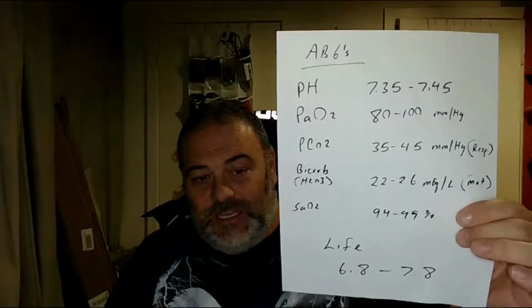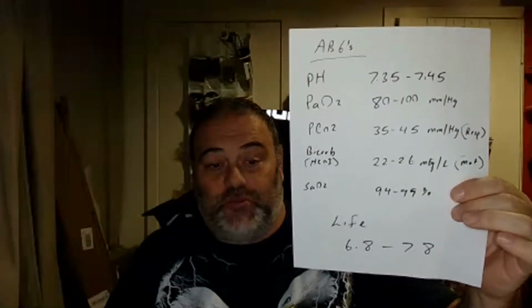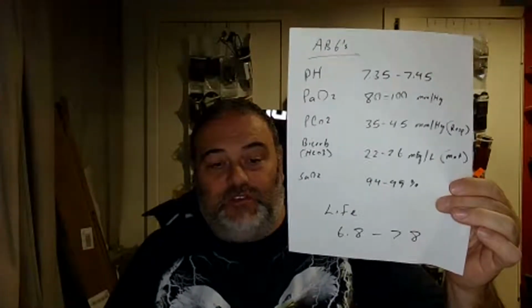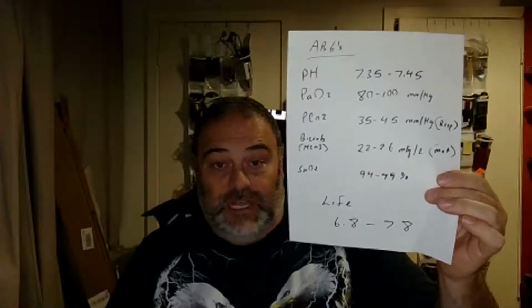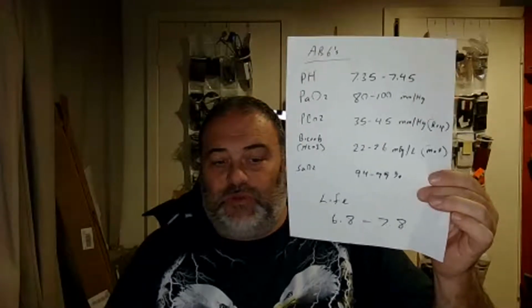So let's go over some things, make some notes here for some ABGs. pH, normal range for pH. Your PaO2, your partial pressure of oxygen, is going to be between 80 and 100 millimeters of mercury. Your PCO2, your partial pressure of carbon dioxide, we're going to use in the tic-tac-toe method. Your bicarb, which is your metabolic component, your HCO3, is going to be between 22 and 26 milliequivalents per liter. Now, some books may say 22 to 28. Most books are going to tell you 22 to 26, somewhere right in there.